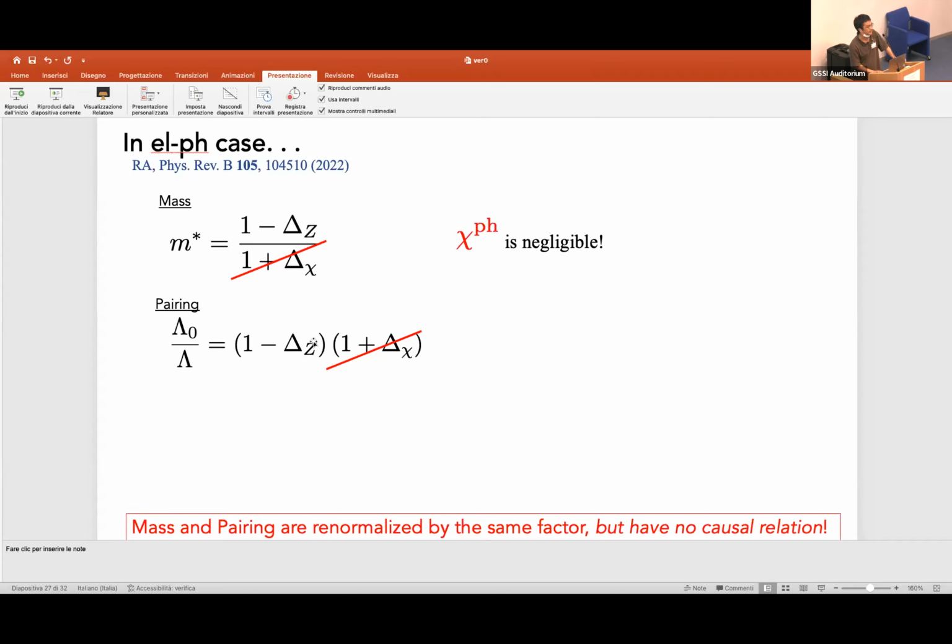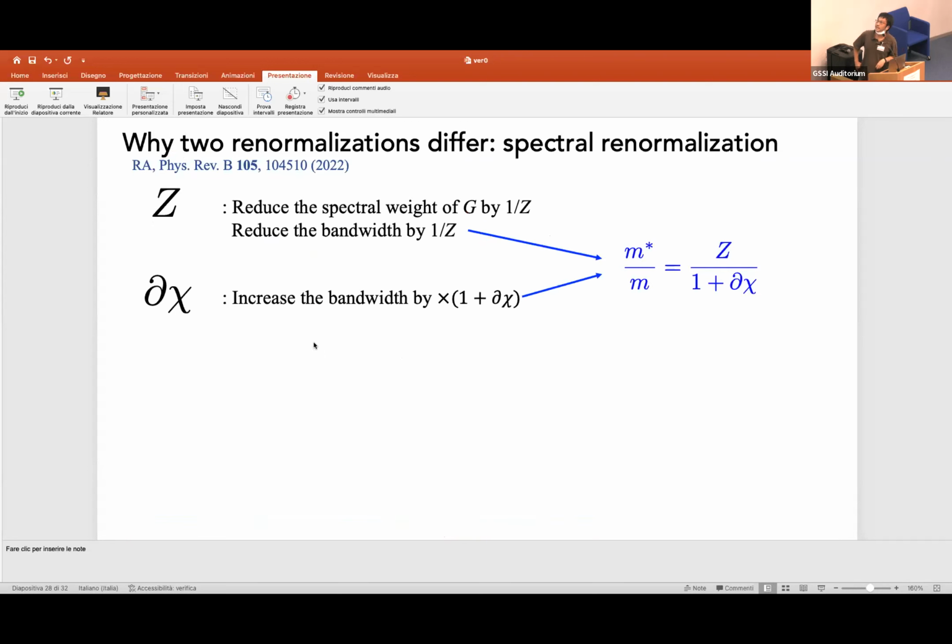So finally, I'm explaining that those two renormalizations come from different physics. Actually, the spectral renormalization effect matters. For this, I recall the effect of z and the derivative of chi. First, z reduces the spectral weight of the Green's function by a factor 1 over z. And at the same time, it reduces the bandwidth by 1 over z. On the other hand, the derivative of chi increases the bandwidth by the factor 1 plus del chi. And the mass renormalization is determined by the product of those factors, as I have mentioned earlier.